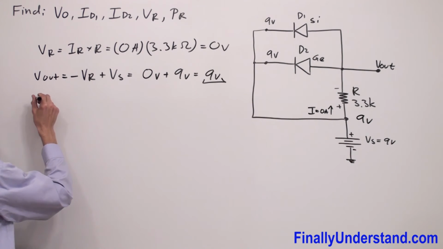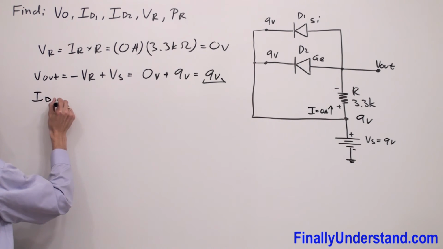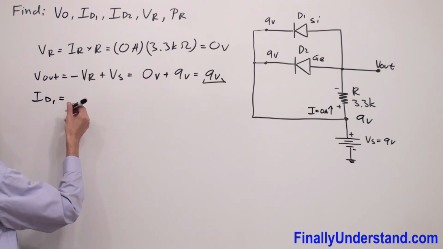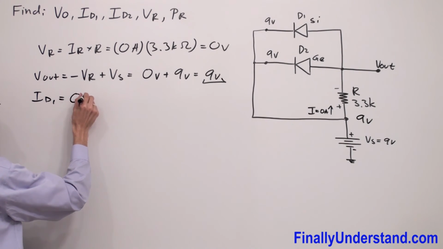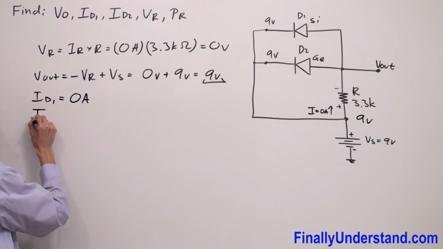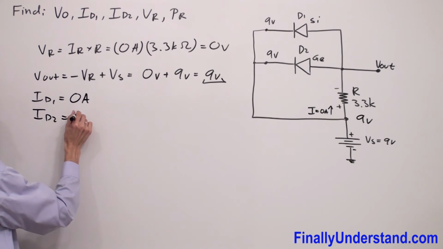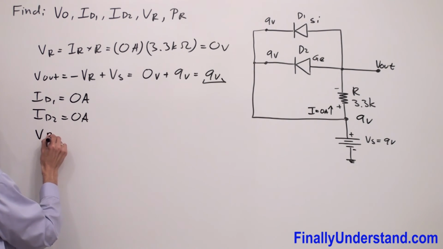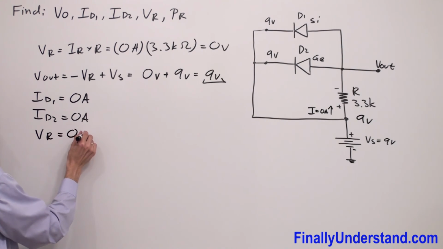Next, the problem is asking me for ID1. We said that ID1 is behaving like an open circuit, is in the off state, so ID1 is equal to 0 amps. ID2 is also 0 amps because this diode is also in the off state. And VR we found is equal to 0 volts.